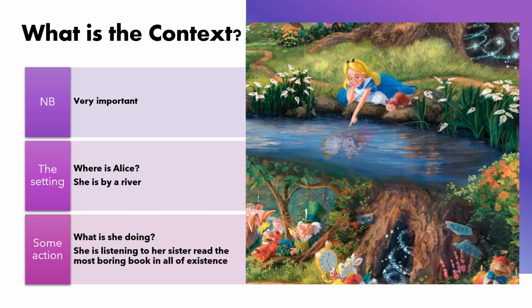So at the moment, we have a little bit of setting. She is down by the river. She is bored. She is doing nothing. Her sister is busy reading. So that suggests that there's a certain sense of calmness, that they're both supposed to be passing the time quietly, enjoying the day. Okay. And so we have those elements that give us some context.